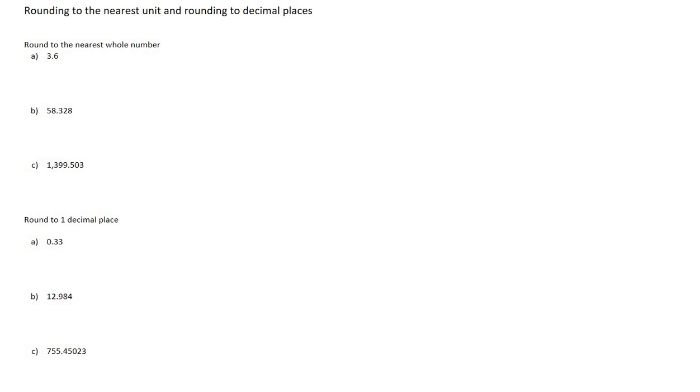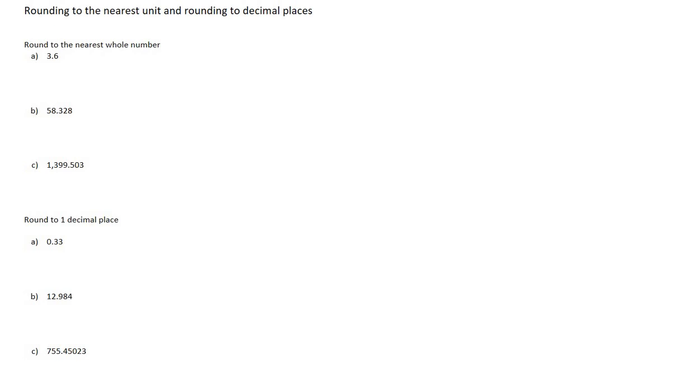So we're going to have a look today at rounding to the nearest unit and rounding to different numbers of decimal places. If you're not really sure about rounding to whole numbers, you should maybe watch our video about rounding to different whole numbers like tens, hundreds, thousands first. And it might also be a good idea to watch our place value video for decimals. Okay, so you can just remember that.